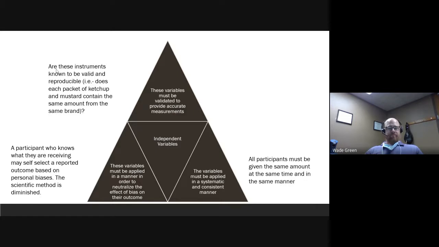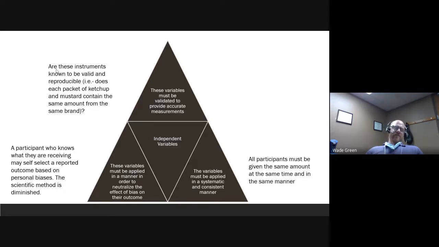The other thing too is that there are times when a participant might have a bias to the use of a specific variable. So these variables have to be applied in a manner in order to neutralize the effect of bias. We call that blinding. In research, oftentimes, if we want to have a high level of internal validity, we will blind subjects to the variable that they are receiving.